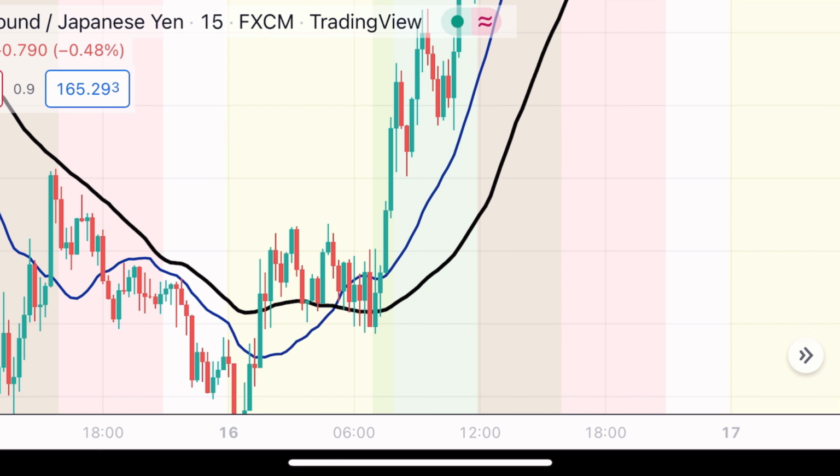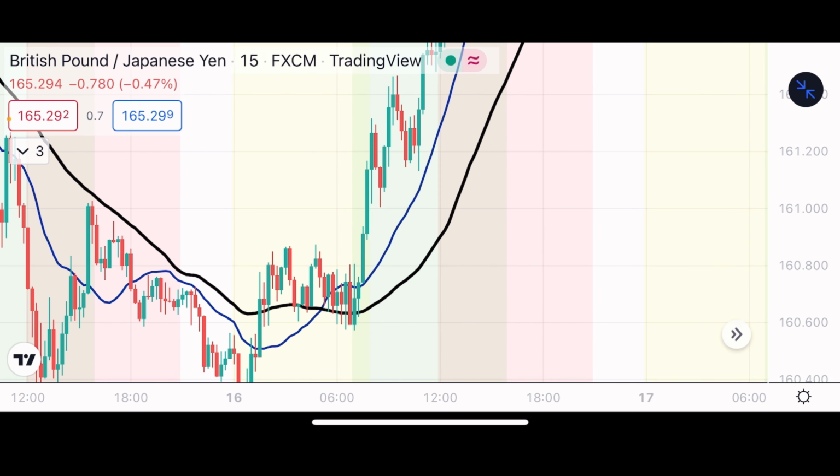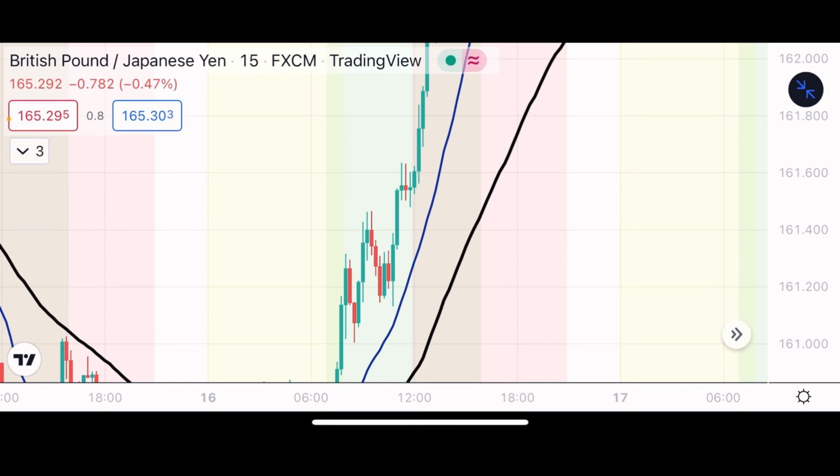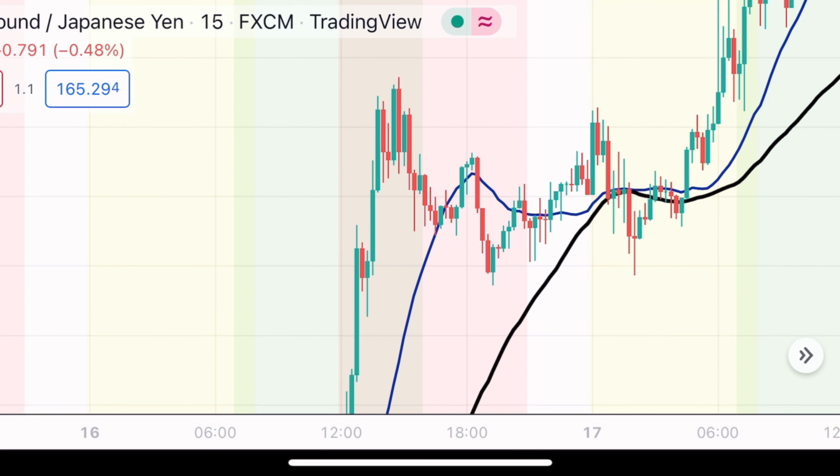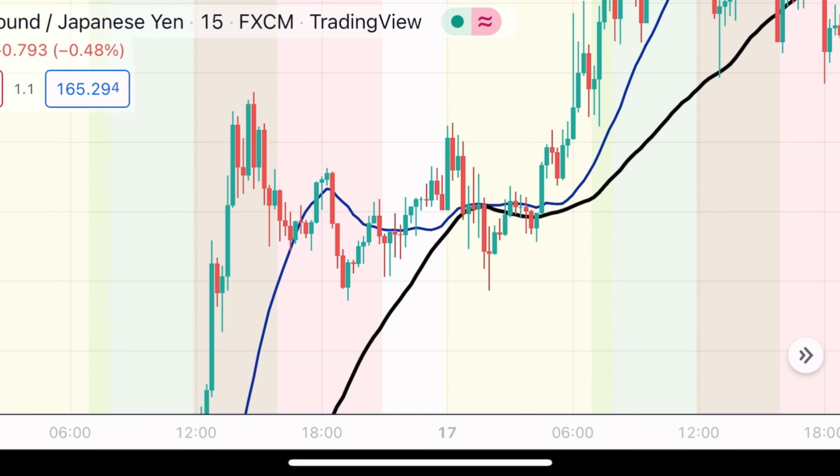When price gets above the 50 and the 20 moving average, what we're expecting in the market is a buy. So that's exactly what happened. As you can see, during the London session we have a lot of that momentum kicking in. During the New York session, we can see exactly what happened here. The consolidation occurred as usual.